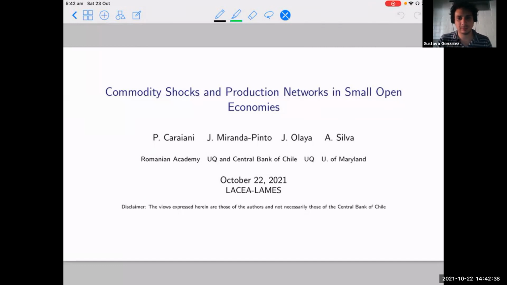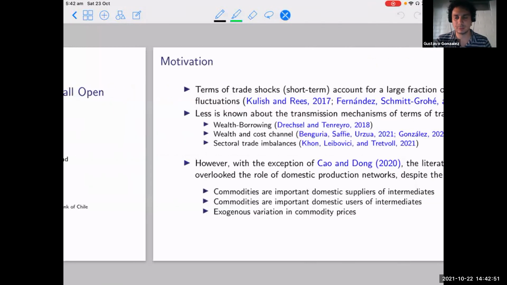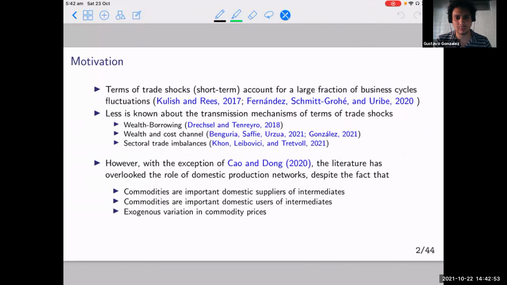This paper is co-authored with Peter Karayani, Juan Olaya, and Alvaro Silva. Alvaro, I believe, is in the audience as well. It's titled Commodity Shocks and Production Networks in a Small Open Economy. So we know, and there still exists some debate, but some good evidence coming from important papers, that shocks to terms of trade are really important for business cycle fluctuations, especially in emerging countries.